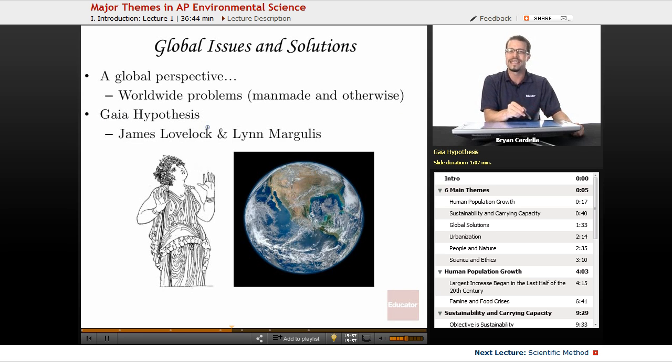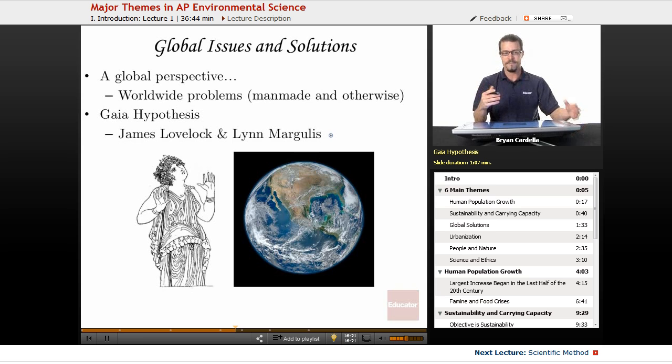Then there's what's called the Gaia hypothesis. So Gaia, a mythological figure, this is a Greek depiction, actually might be from after ancient Greece, but this is someone's depiction of the ancient Greek image of Gaia. So the Gaia hypothesis is from a British chemist, James Lovelock, and Lynn Margulis, an American biologist.